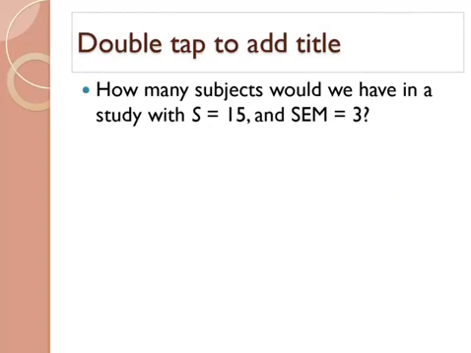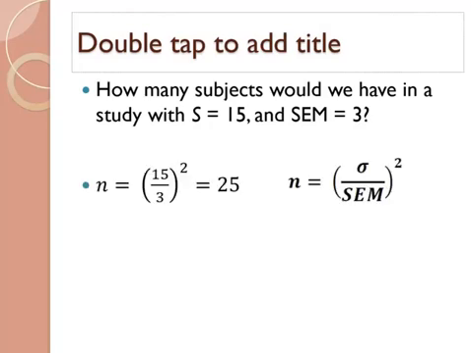Let's try another one. How many subjects would we have in a study with a standard deviation of 15 and a standard error of the mean of 3? Go ahead and give it a shot. So 15 divided by 3, that's going to be 5. If we square that, it's going to give us 25. So again, sometimes you do work backwards.